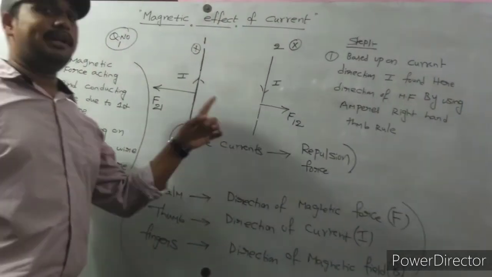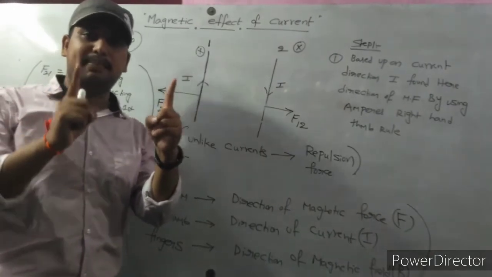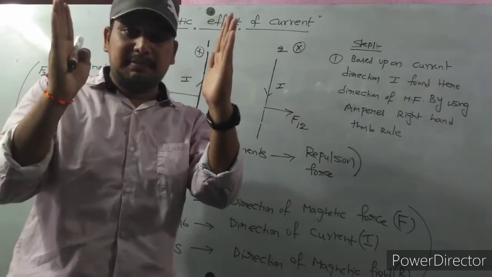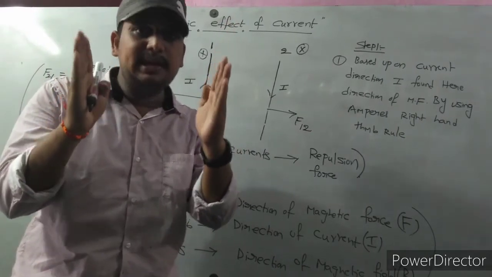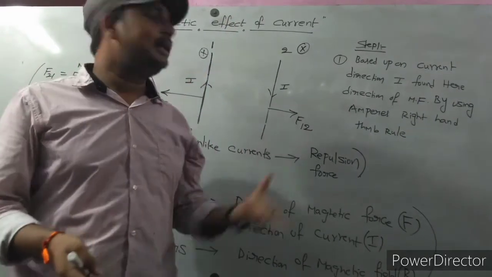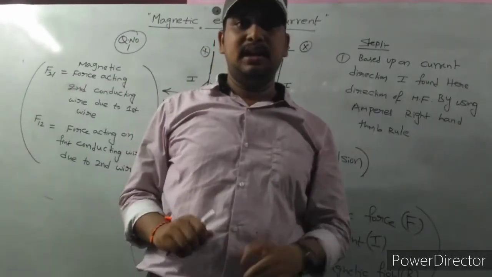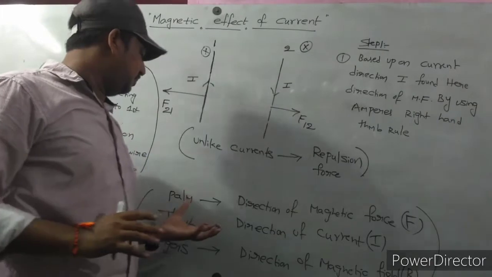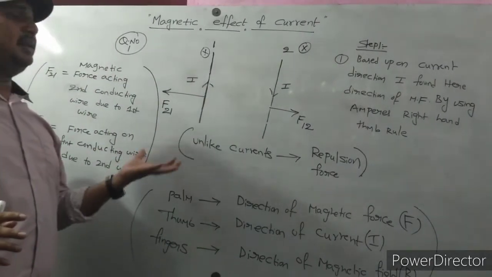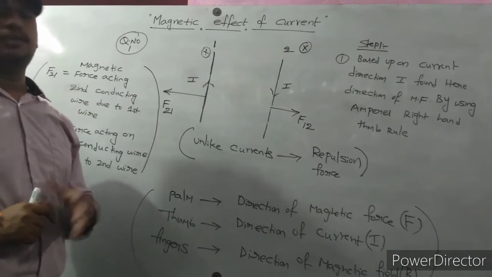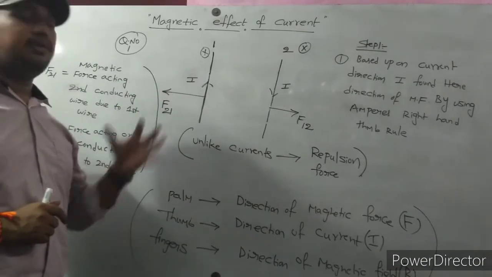If you take two wires, with current passing upward in one wire and downward in the other, and place them side by side, a repulsion force acts between the two wires and they move away. This is the best example for Fleming's right hand palm rule. I hope all of you understood this.